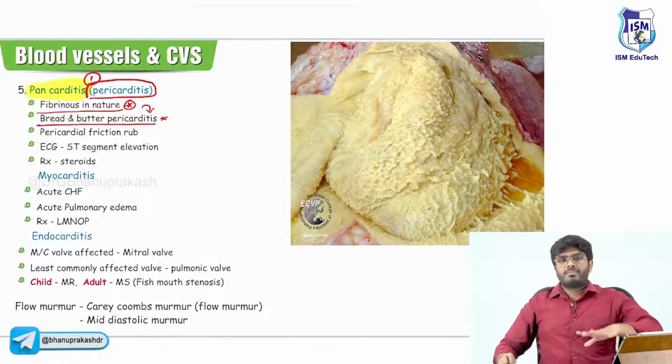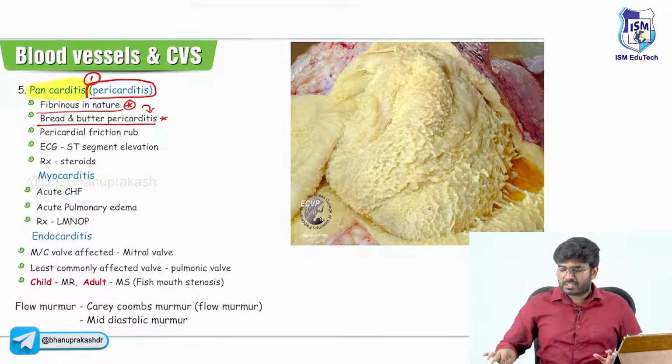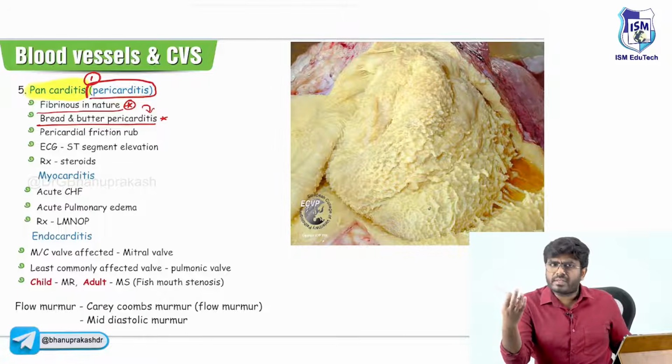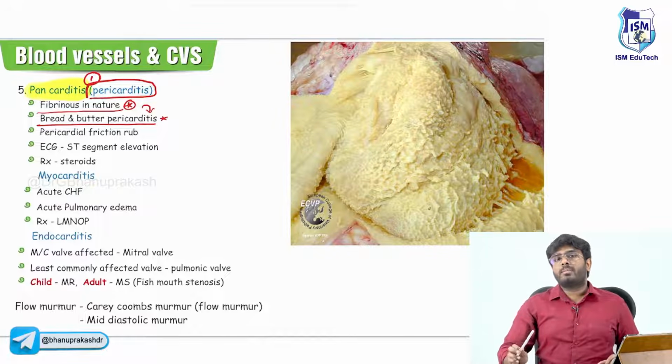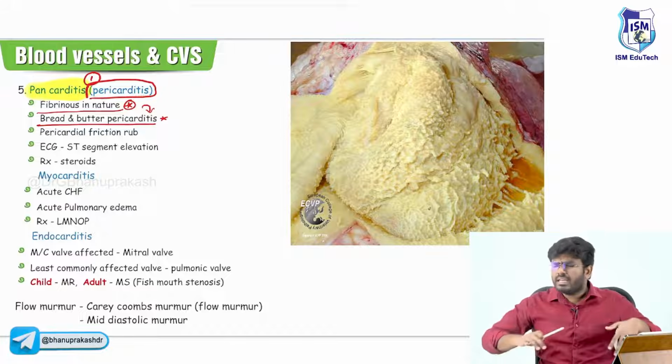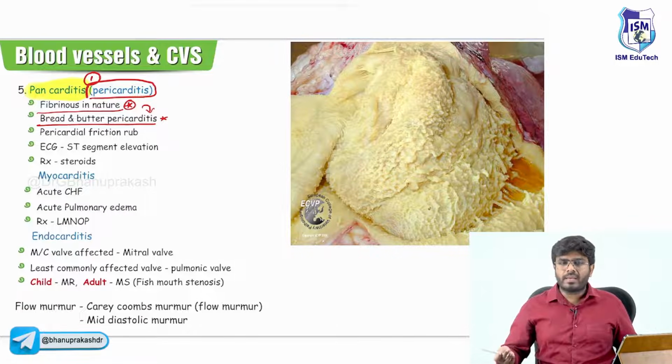Now imagine a child is coming to you with rheumatic heart disease. Which part of the heart will be affected? Sir, all three layers can be affected: endocardium, myocardium, pericardium. One more thing you should remember: don't think every time there will be pancarditis. Any layer can be affected, sir. Endocardium, myocardium, or pericardium can be affected.